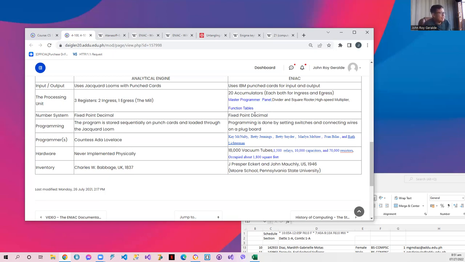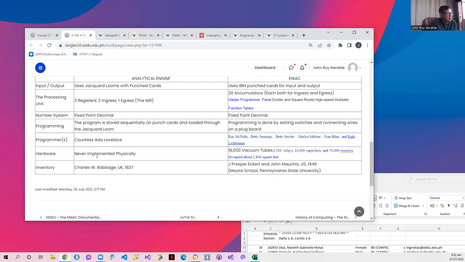Okay, the programming is very similar. No? In the analytical engine, the program is stored sequentially on punch cards and loaded through the Jacquard loom. However, dito sa ENIAC, they are using plug boards, connecting wires and plug boards. The programmer is Countess Ada Lovelace, Ada Augusta King, and these are the programmers of ENIAC, all women, a team of women doing the programming.